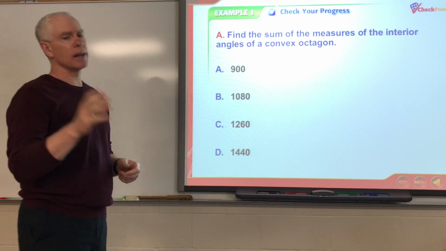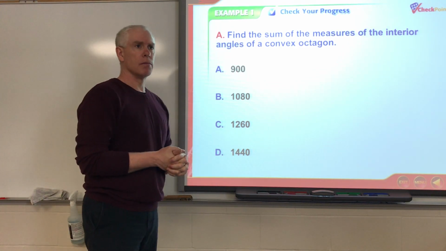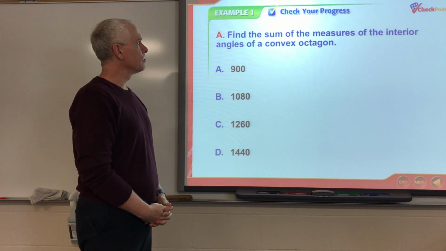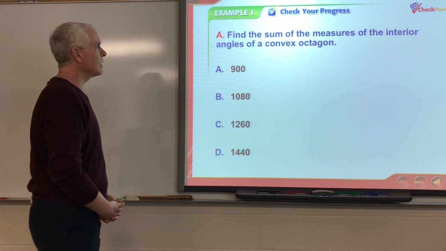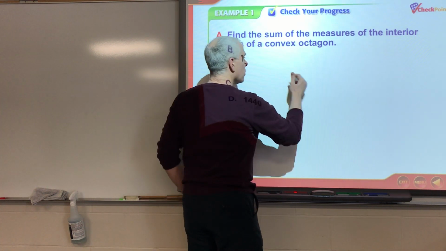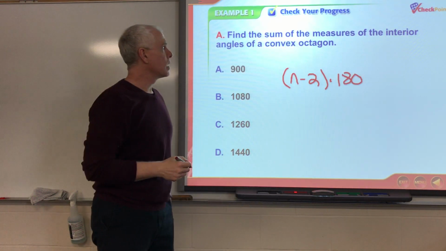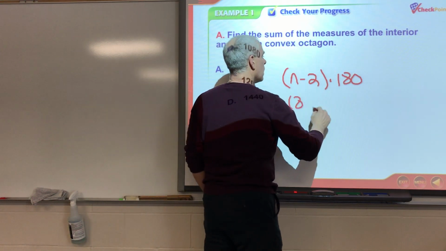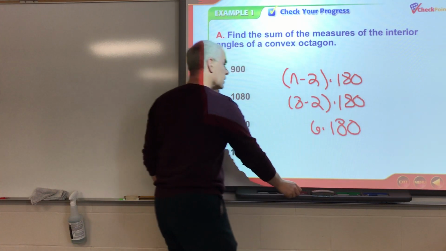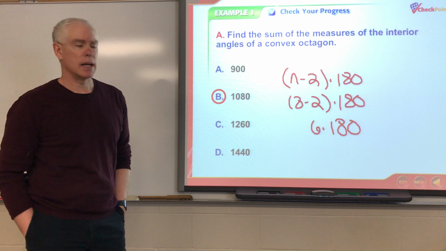Okay, at this point I'd like you guys to pause the video and try this problem, see how you're doing, and then we'll go through it together. Let's see what we have. So the sum of the measures of the interior angles of a convex octagon. Octagon has 8 sides. Our formula for the sum of the interior angles is n minus 2 times 180. Because an octagon has 8 sides, I can replace that n with an 8. And we're going to take 6 times 180. And if you did it correctly, you should have gotten 1,080, you guys.